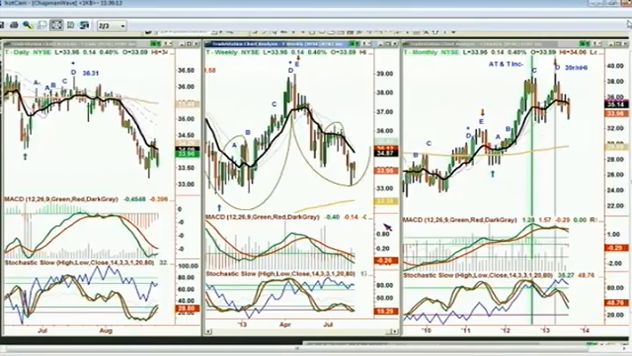I'd be looking at this and I'd say, you know what? The risk to reward, if you're treating this as a dividend stock, is not worth the risk.